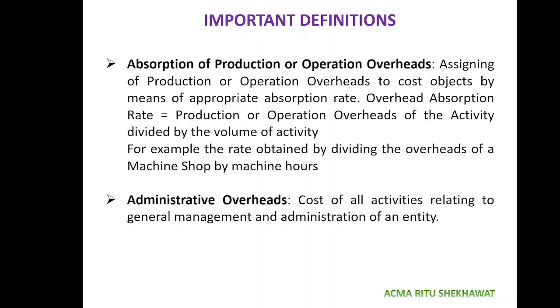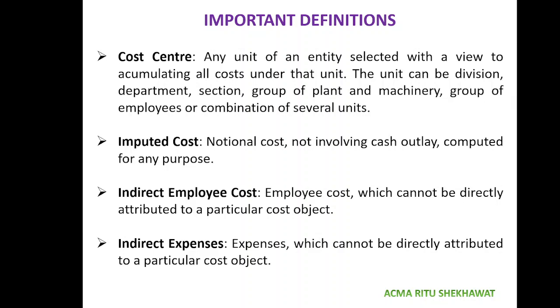Fine. Administration overhead, as you all know, is the cost of all activities relating to general management and administration of an entity. Cost center, which we have also discussed, is any unit of an entity selected with a view to accumulating all cost under that unit. The unit can be a division, department, section, group of plant, machinery, group of employees, or a combination of several units. Then imputed cost is a notional cost not involving cash outlay, computed for any purpose. In other words, a cost not actually incurred, but relevant. For example, rent of our own house.